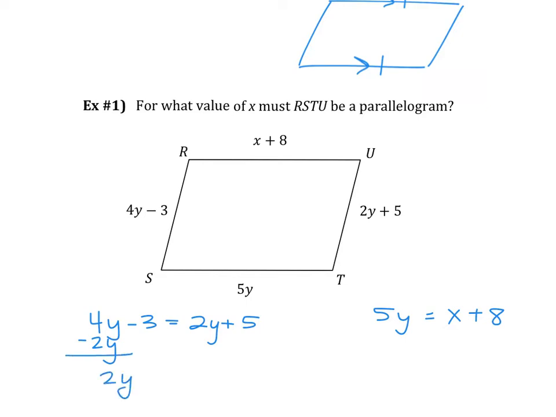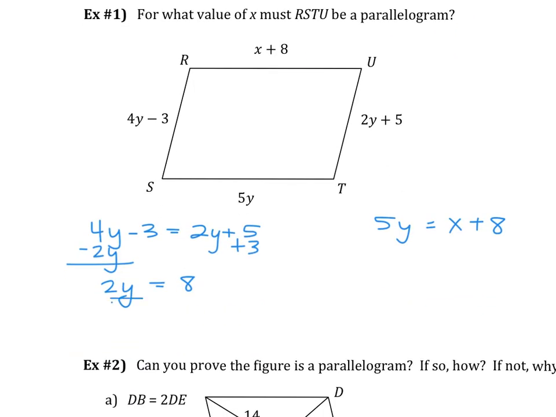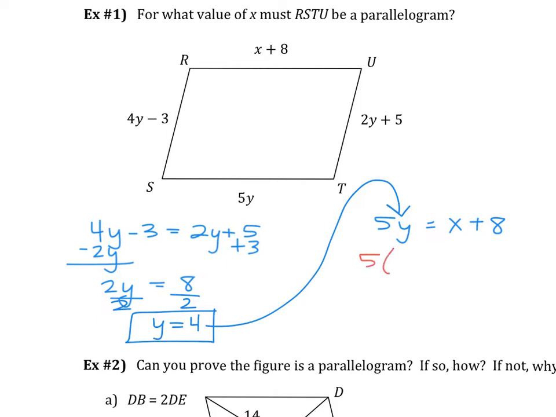You get 2y, add the 3, you get 8. So if 2y equals 8, then divide by 2, and we get y equals 4. Okay, then once you know what y is, you can take it and plug it in up here. So it's going to be 5 times 4 equals x plus 8. So 20 equals x plus 8.